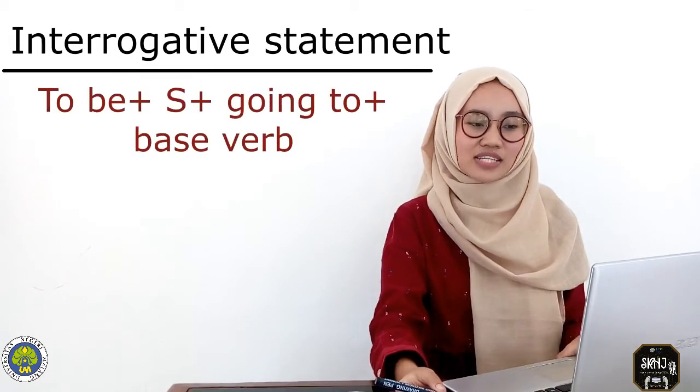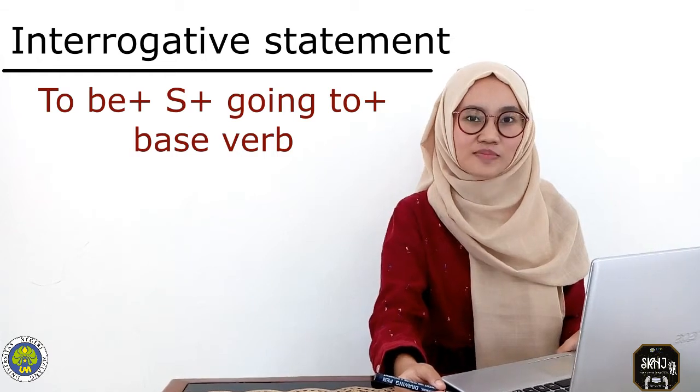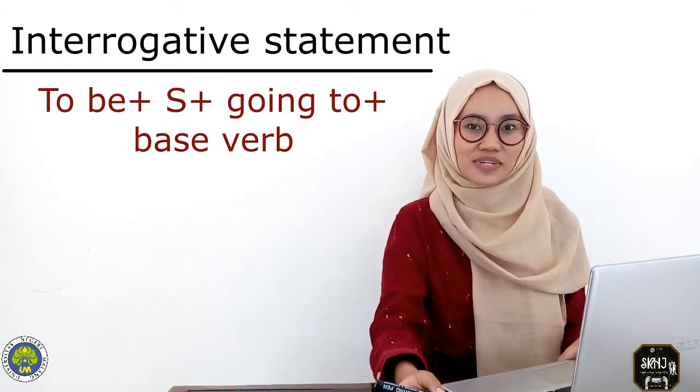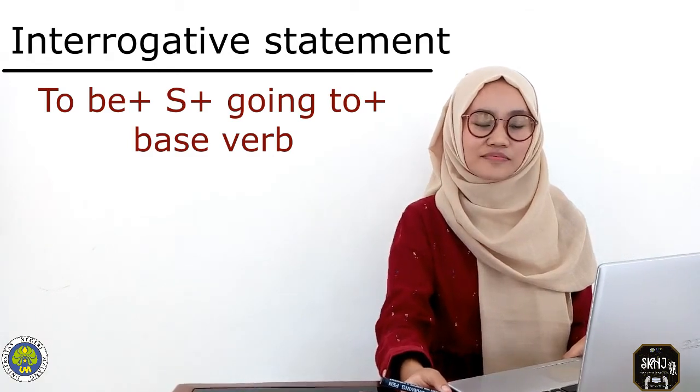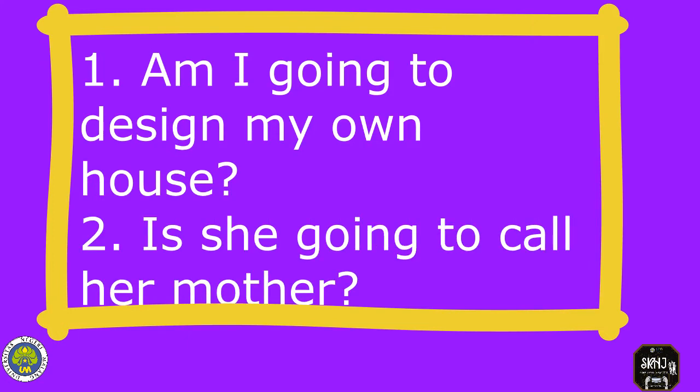While to make an interrogative statement, the pattern is to be, is, am, are, plus subject, plus going to, plus verb in the base form. The examples are: am I going to design my house? And is she going to call her mother?